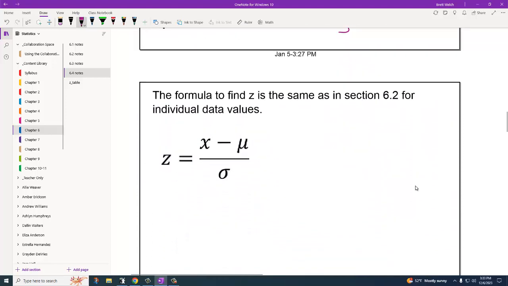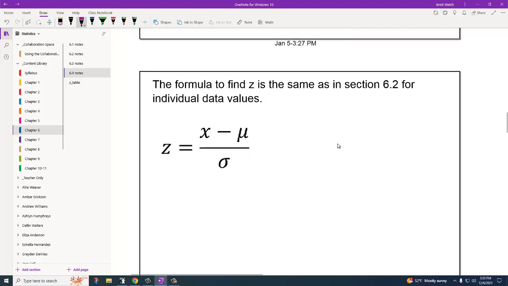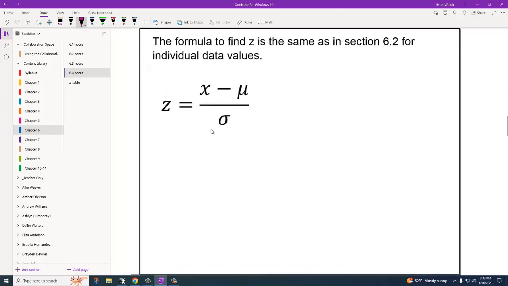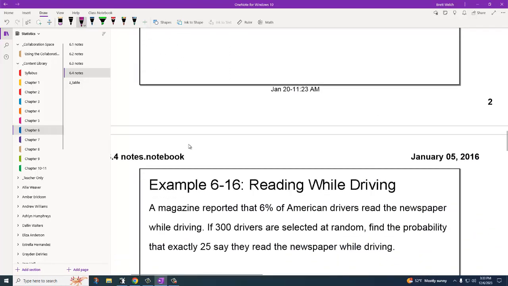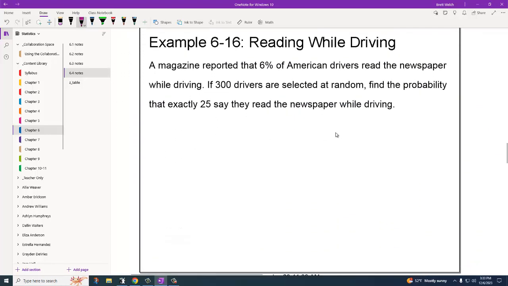For z, it's the same as what we did in 6.2. We can use the same exact formula. This is not a sample. This is a specific result. Likelihood of getting 13 yeses. That is a specific result. And so we get to use our individual z-value calculation. All right, let's take a look at an example and see if we can walk through the process.